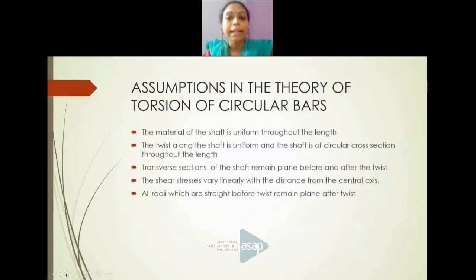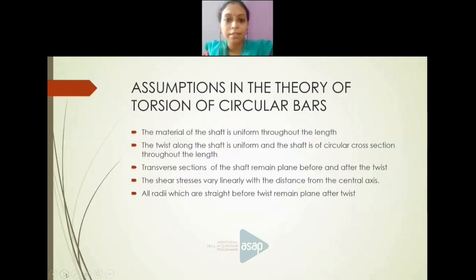Okay, so the torsion equation for circular bars is derived based on these assumptions. So what are the assumptions for circular bars? The material of the shaft is uniform throughout the length. The twist along the shaft is uniform, and the shaft has a circular cross section throughout the length. Transverse sections of the shaft remain plane before and after the twist.